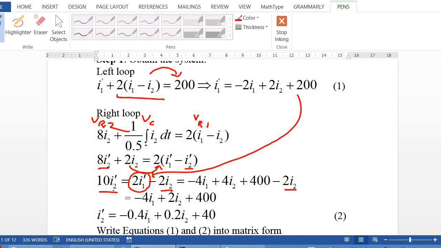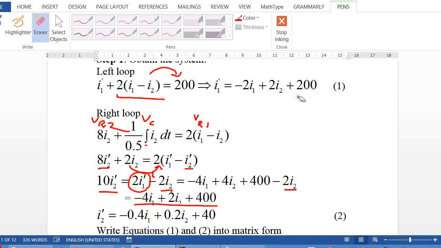Collecting the same terms, we have minus 4 I1, 4 I2 minus 2 I2, total 2 I2, so plus 400. We want only di2/dt, hence we divide everything here by 10. So you get I2 prime is negative 0.4 I1 plus 0.2 I2 plus 40, equation 2. Put equation 1 and equation 2 into matrix form. Now we have it like this.